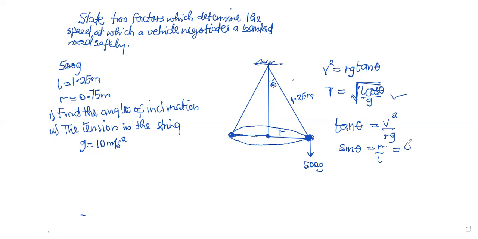This is how we must go about it. The radius is 0.75 divided by the length 1.25. Theta therefore is equal to the sine inverse of this ratio, 0.75 on 1.25. And what's the answer? What's the value of theta? 36.9. So approximately 37.